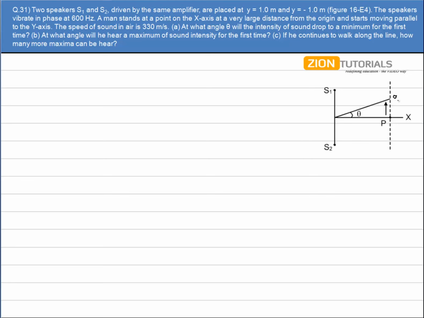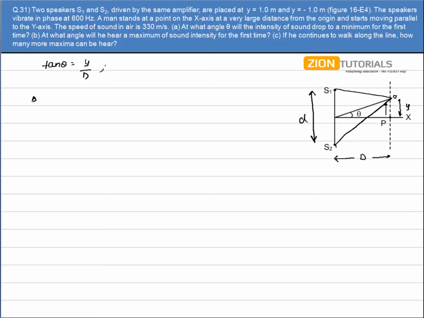Fine, let's say this is my point O and I have to calculate the value of theta. This distance, let it be capital D. The distance between the two sources, let it be small d. And let's say this OP distance be y. So clearly I can write tan theta is equal to y by D. Now I'll connect S1O and S2O, and what I have to calculate is the angle so that the intensity drops to the minimum at point O.